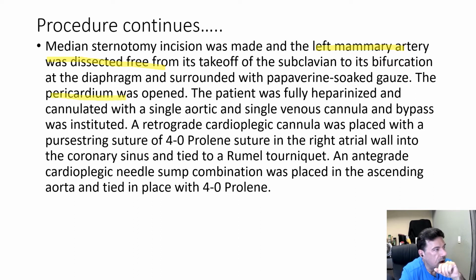Now the pericardium was opened. The patient was given heparin and cannulated with a single aortic and single venous cannula, and bypass was instituted. They had to put the patient on cardiopulmonary bypass, right? Because they had to arrest the heart. Now, a retrograde cardioplegia cannula was placed with a purse string suture using Prolene in the right atrial wall into the coronary sinus and tied to a running tourniquet. An antegrade cardioplegia needle vent combination was placed in the ascending aorta and tied in place with Prolene.